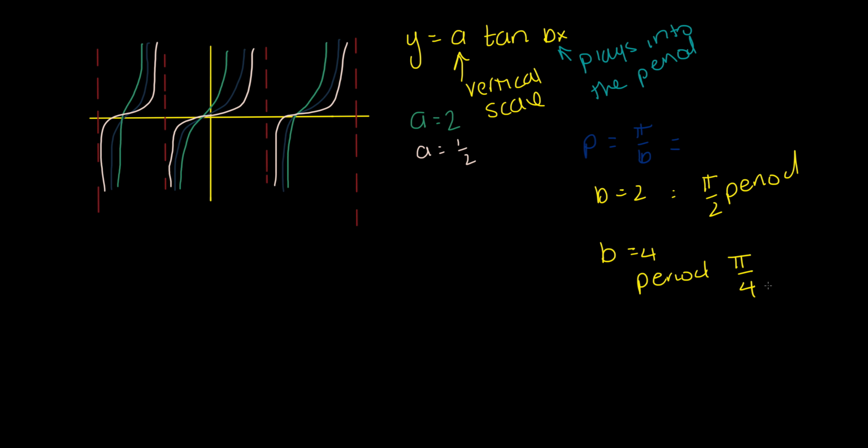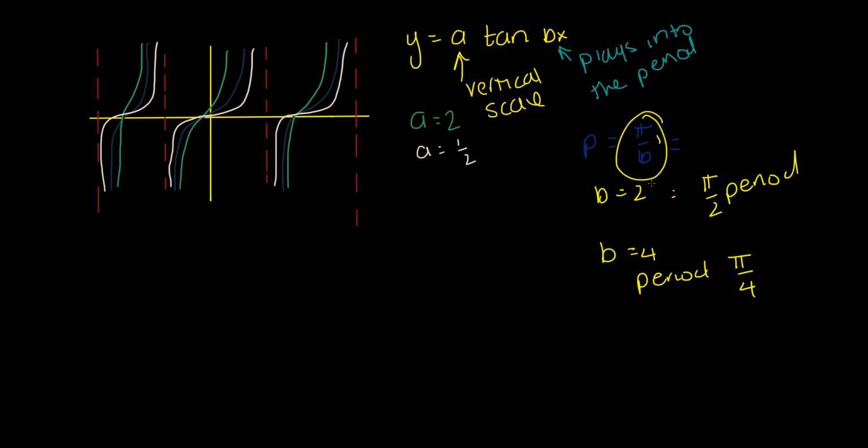So the graph will be compressed horizontally. Again, we're looking at this horizontal compression. The period is still going to be affected by this, but our period is a little bit different than what we've seen before because our original period for tangent was pi. So now we're going to do pi over b. We're going to divide by how many times we're drawing this guy into pi. So there we go.